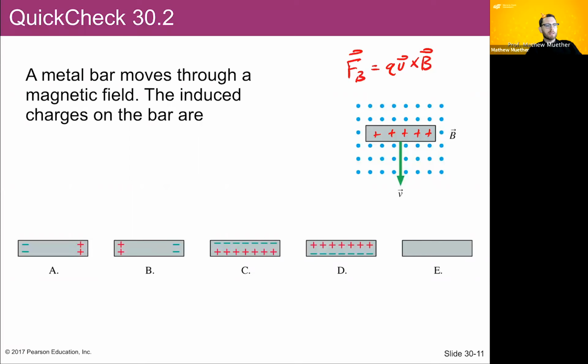Let's see, we can use our right-hand rule. Remember last week, cross product, we align our index finger with the first vector, V points downwards, B points back at me out of the board. So that means my thumb tells me about the force. The force on these positive charged particles is going to point to the left. That means the charged particles are going to be driven to the left and gather on the left side of the conductor, leaving the other side negatively charged.